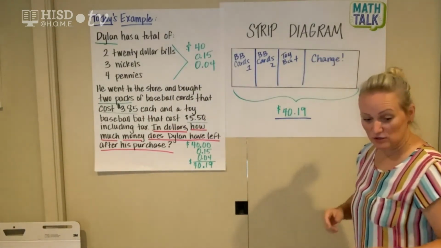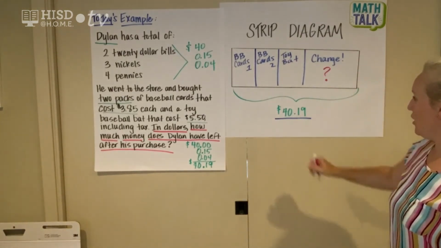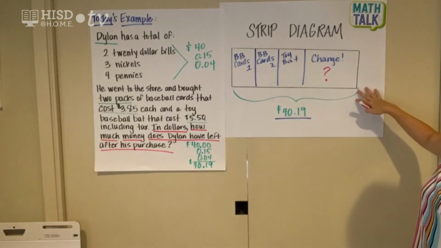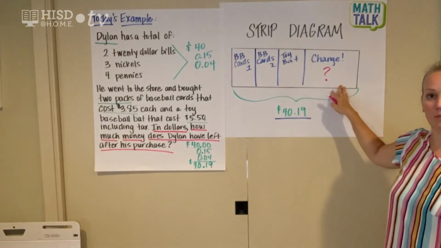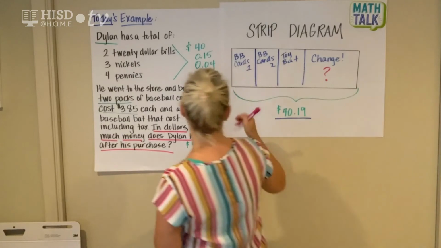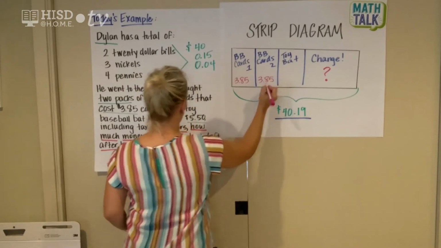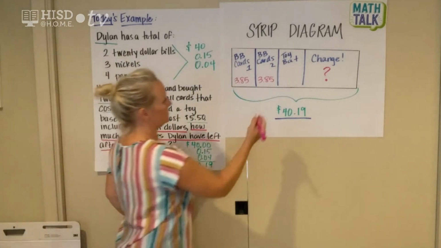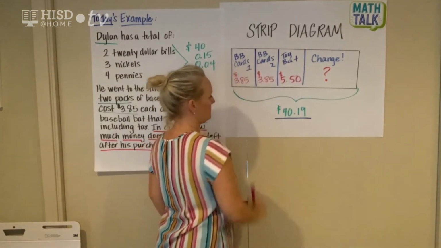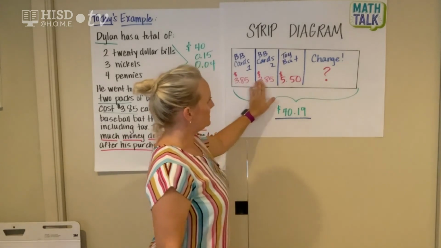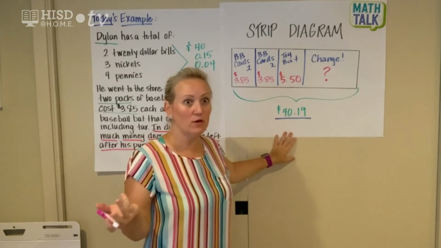And so this change right here is our big question mark. We know the total has to be this, and if we plug these in, we should be able to figure this one out. Again, the strip diagram really helps. So let's put in the baseball cards. This was $3.85, this was $3.85, and our problem told us that his baseball bat was $5.50. This is my dollar sign, and I don't know that one. So let's add up what we know, then subtract it from how much money he had, and then we know how much money he left over.